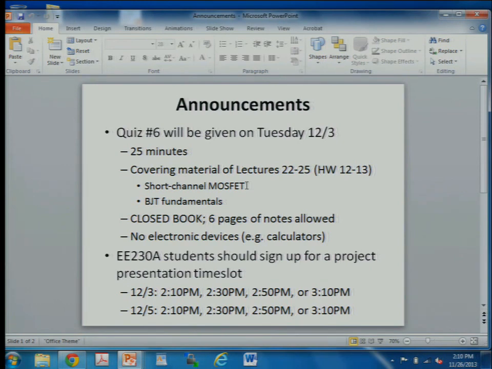Okay, just to remind you, after Thanksgiving, you'll have the last quiz of this course. It will cover basically just the short channel MOSFET and fundamentals of bipolar junction transistors, so the material that you just turned in: the last two homework problem sets and the last, I guess, four lectures. Is that right? 2, 3, 4, 5, right.